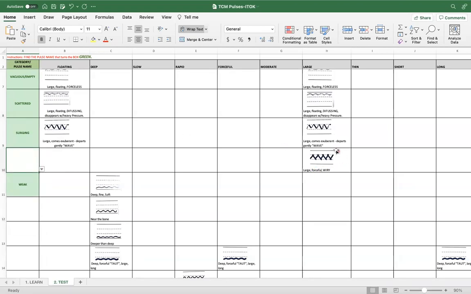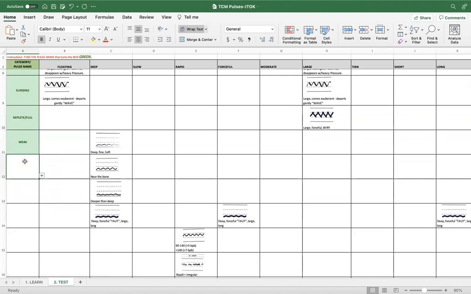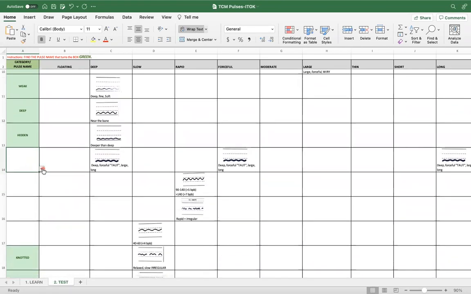This one is large, full, and wiry. We know this is a replete or full pulse. You can always type in here, for example, if you want to type in the word instead of just selecting, you can do it and hit enter. So in this case, near the bone is deep, deeper than the deep, that is a hidden pulse. Deep, forceful, taut, large, and long. This is a confined or firm pulse.